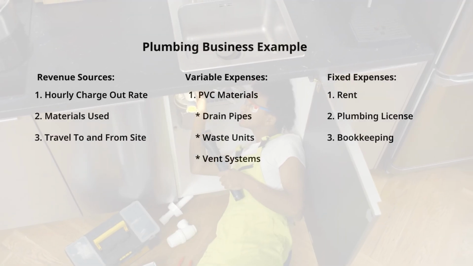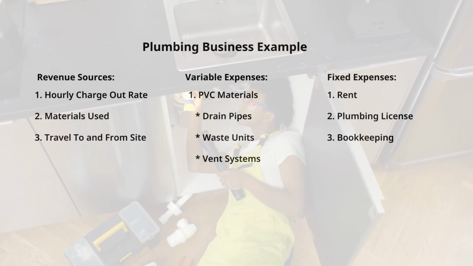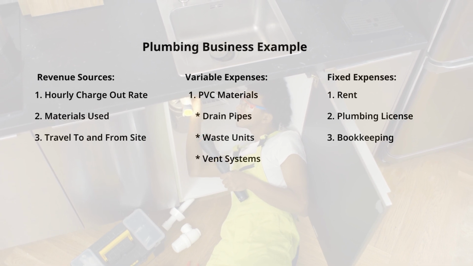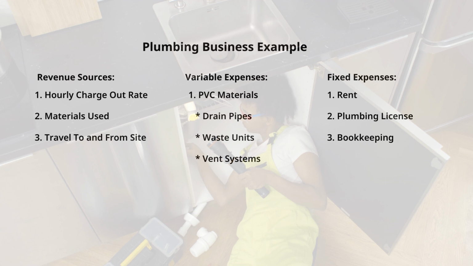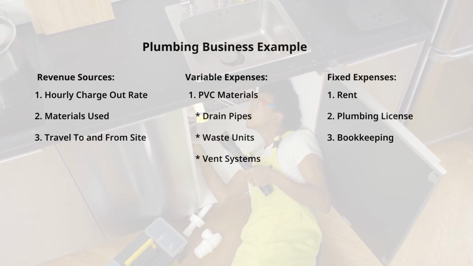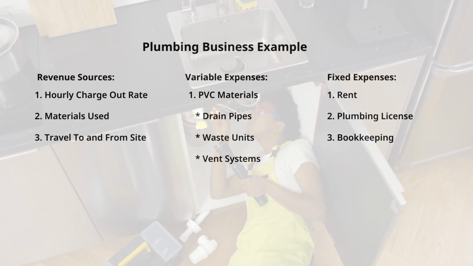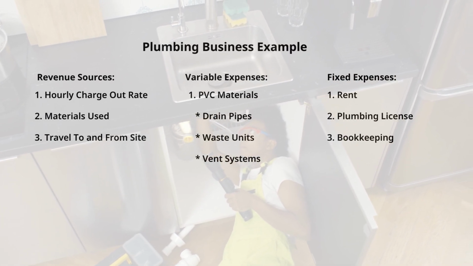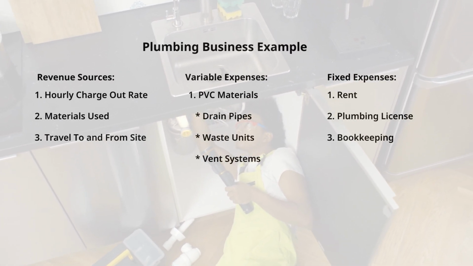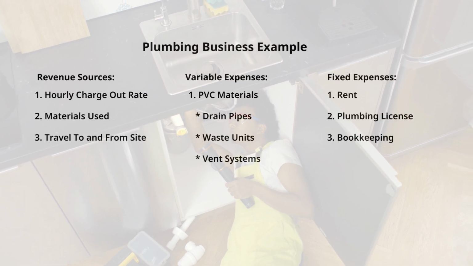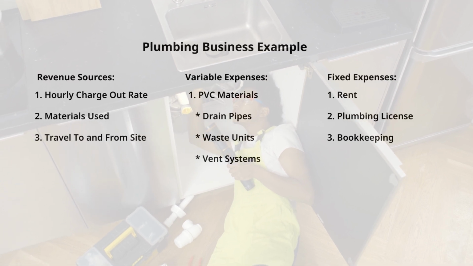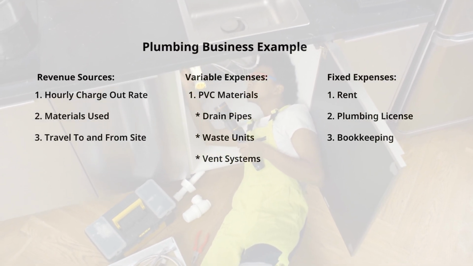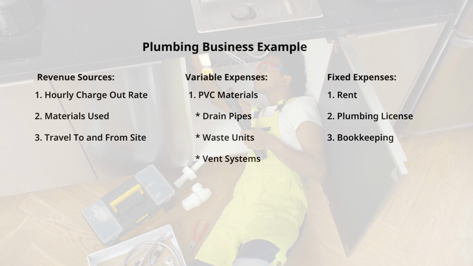Let us look at what the variable and fixed cost may be for a service repair-related business, such as a plumbing business. Revenue sources for a plumbing business could be the hourly rate they charge to the customer for the services of their plumber, the materials used, and travel to and from the job site. Variable costs may include the materials used such as PVC, which is a commonly used material for drain, waste, and vent systems used to repair water supply lines in residential settings.